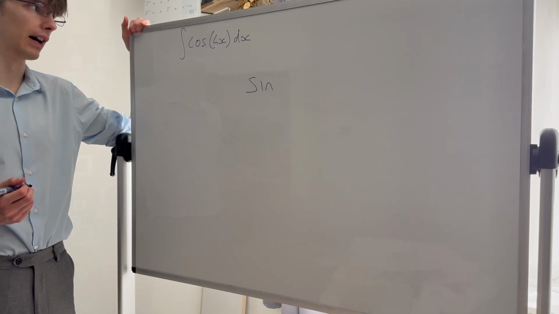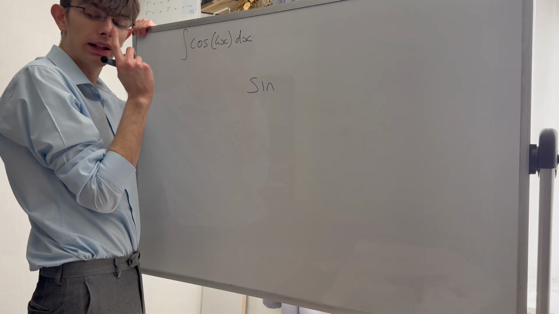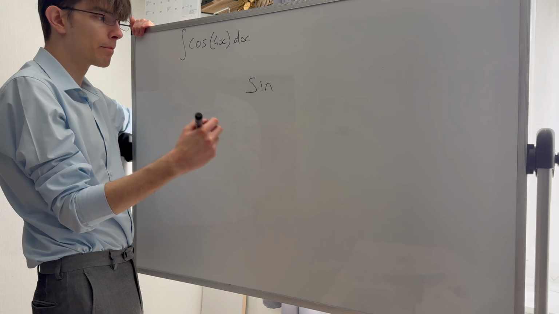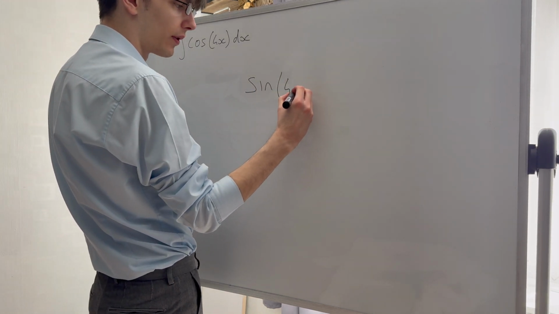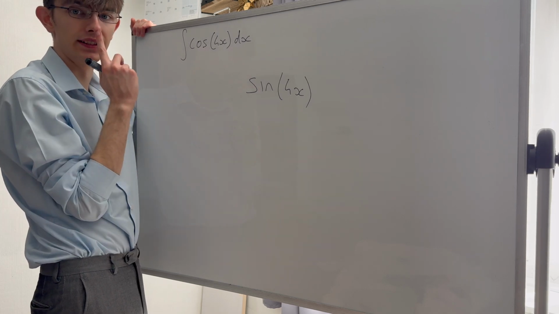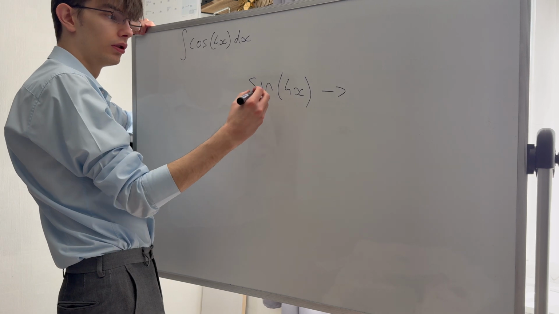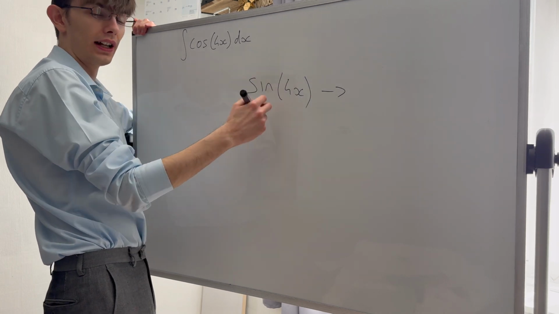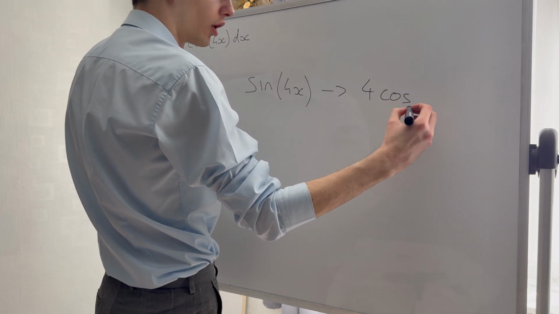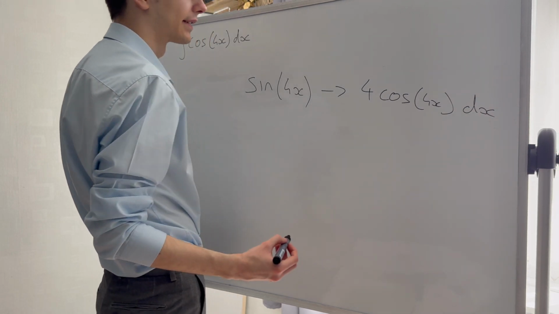Now I need to think about what's going on with this 4x. Because if we think about it, let's say I start off with a sine of 4x, yeah? And then I differentiate this. Well, the 4 is going to be brought outside, the derivative of the interior, so that'd be 4, and I'll end up with cos of 4x dx.